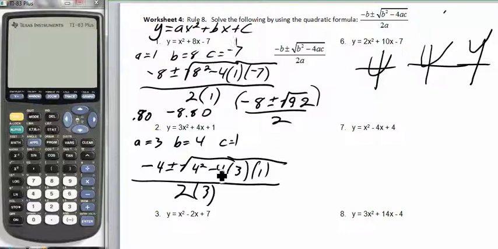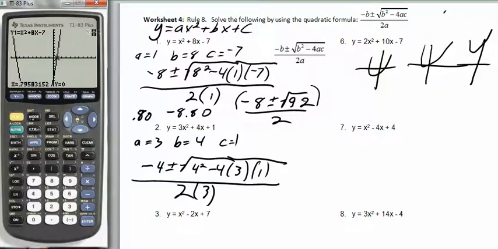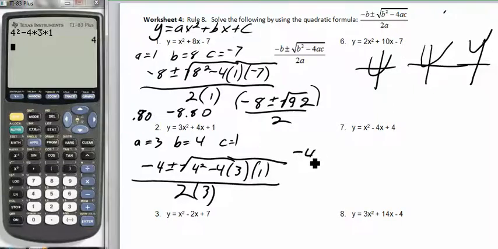Alright, so I'm going to simplify this real quick in the calculator. So I have 4 squared minus 4 times 3 times 1. And that's 4. And so this one comes out pretty evenly. So this is negative 4 plus or minus the square root of 4. Well, what's the square root of 4? It's 2. Over 2 times 3 is 6. So I can finish this one out by hand pretty easily.